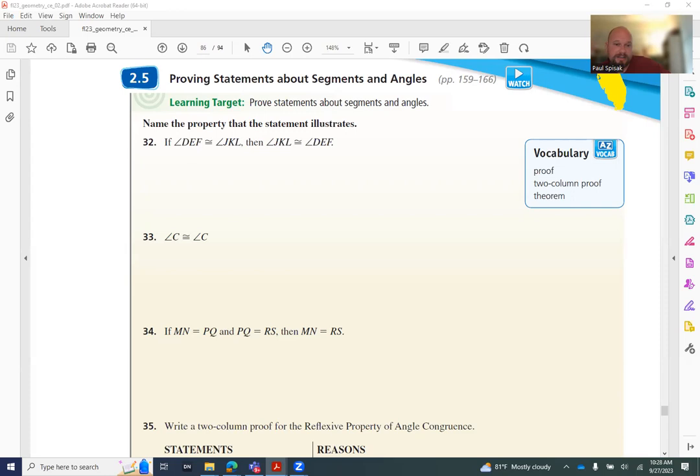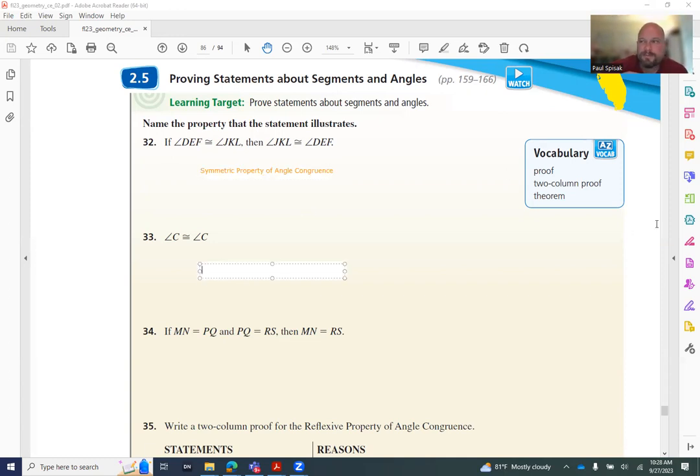But notice they did do two of these as congruence. They did one as equals. So let's see, over here. On this one, we have if angle DEF is congruent to angle JKL, and angle JKL is congruent to angle DEF. Well, we took the same two angles and we just flipped it around. That is symmetric property of congruence.